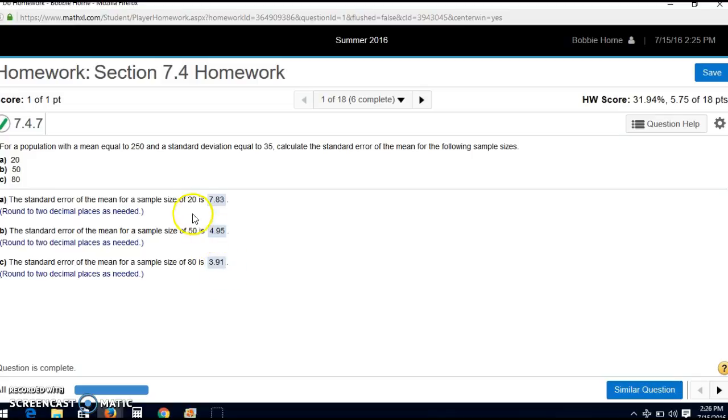Notice, as the sample size increases, it's more representative of the population the bigger your sample size is. Notice what happens to the standard error. The error is going down. Your data value is becoming more accurate because your sample size is increasing and it's more true to the actual population. Let's move on to question number 2.